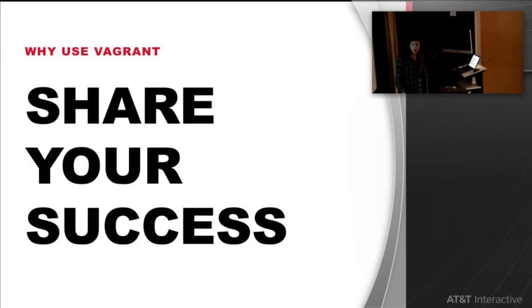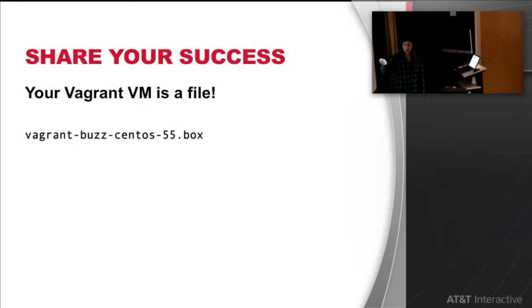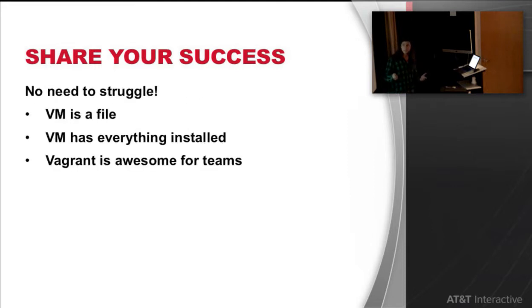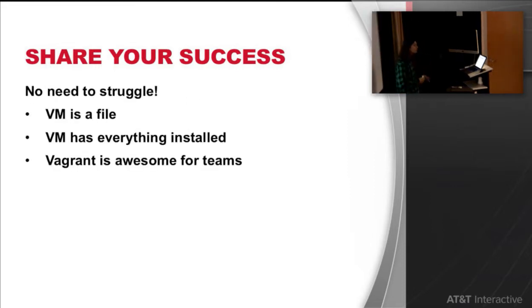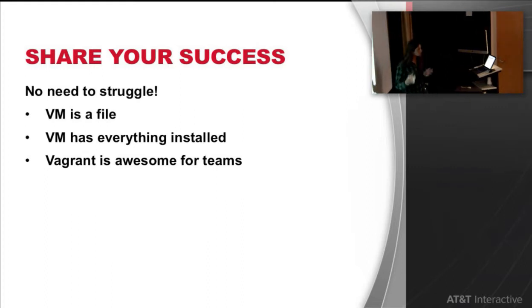So the third thing, share your success. This part's really good for teams, and it's part of why it's been very successful on our team, the data and search tools team. The Vagrant VM is a file. It's a virtual machine. It can be saved and loaded from a .box file. So you can easily send it to someone. It has everything pre-installed with all of the dependencies, and you can set up a new team member.